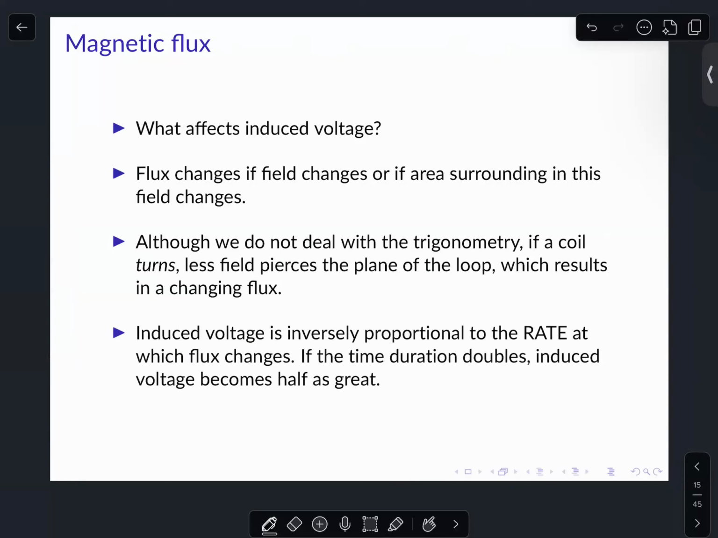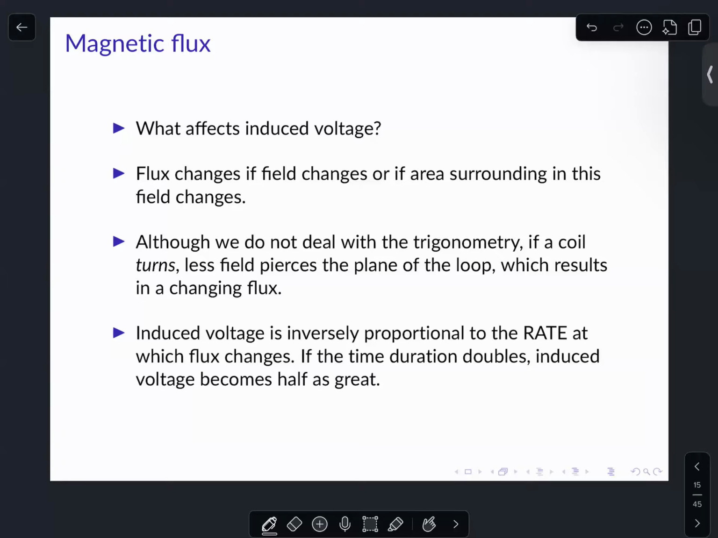B times A. Concept. What happens if area changes like we've just been doing? There's a voltage. What happens if field changes and everything is still? There's still a change in voltage. This is a different physics phenomenon. This is not motional EMF. If area is constant and B is changing only, there's no motion, but there's still an induced voltage. Any time flux, B times A, changes, there will be an induced voltage.